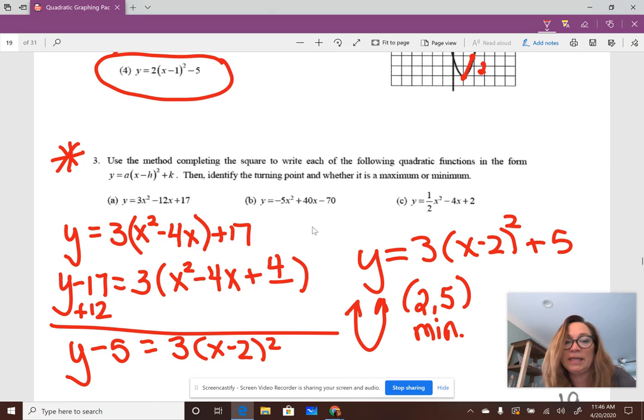Okay, I will post the key for this. So if you want to do B and C, that would be super cool. You can send it back to me and I'll check it for you, but you can always look at the key.